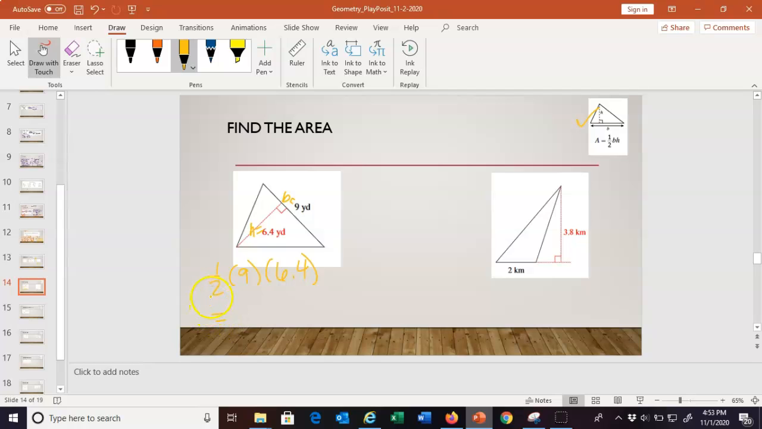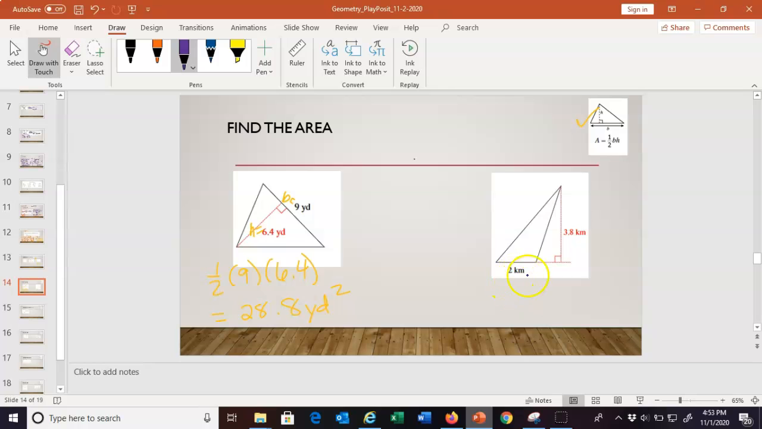And I'm just going to grab my calculator. Let's do clear. Okay, 1/2 times 9 times 6.4. I got 28.8 yards squared. Remember, area is always squared.